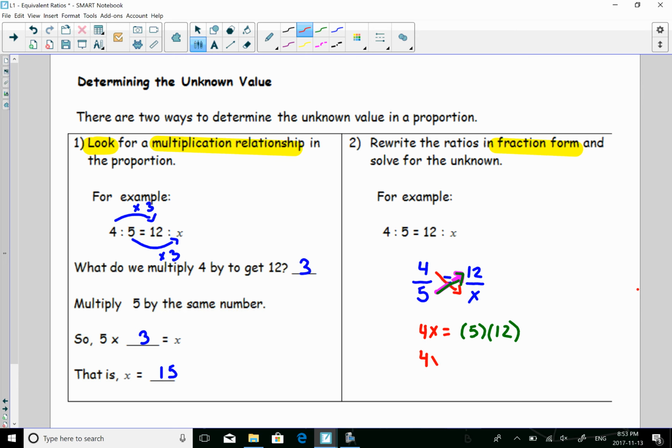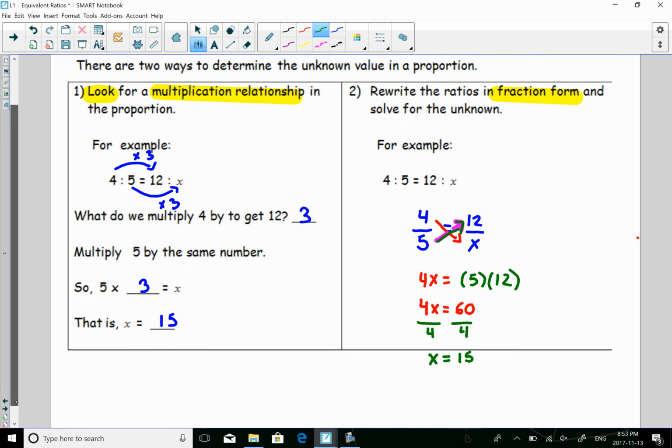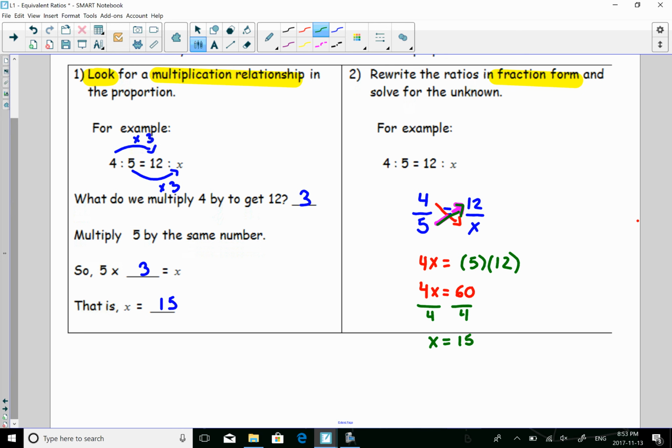So 4x equals 60. Divide both sides by 4, and x equals 15. So this is what we call cross multiplying, and you'll be doing this a lot for solving. So let's look at example 3 and practice this.